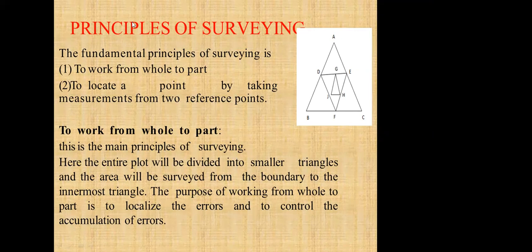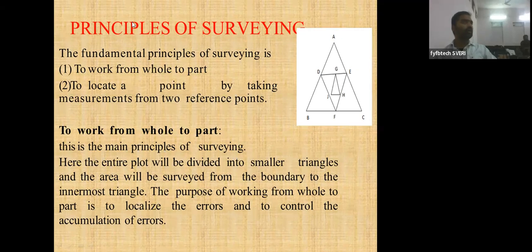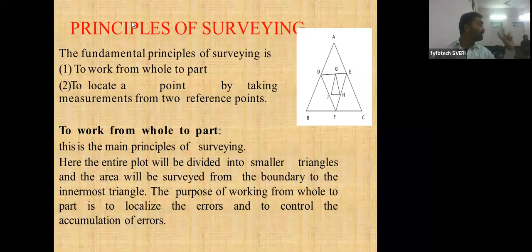In multiple choice questions, while doing whole to part, the area is divided into smaller triangles, rectangles, pentagons, or hexagons. What is the answer? Triangles. And that triangle should be what? Well-conditioned triangles. What is a well-conditioned triangle? The interior angle of a triangle should be between 30 to 120 degrees. These three points you have to remember. Is it okay?